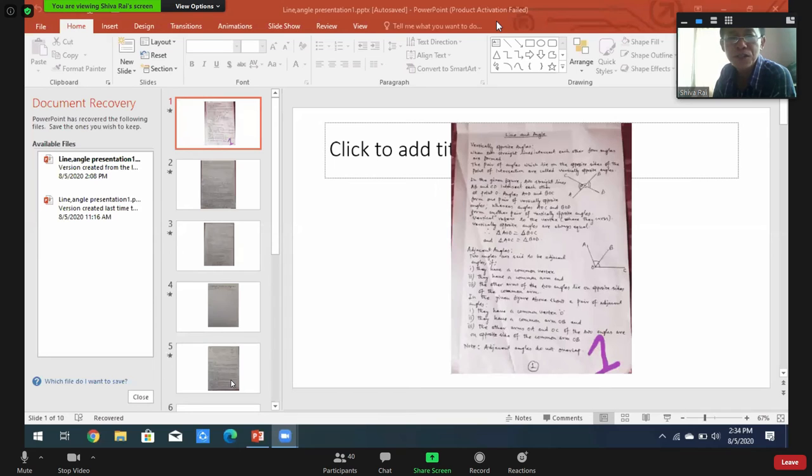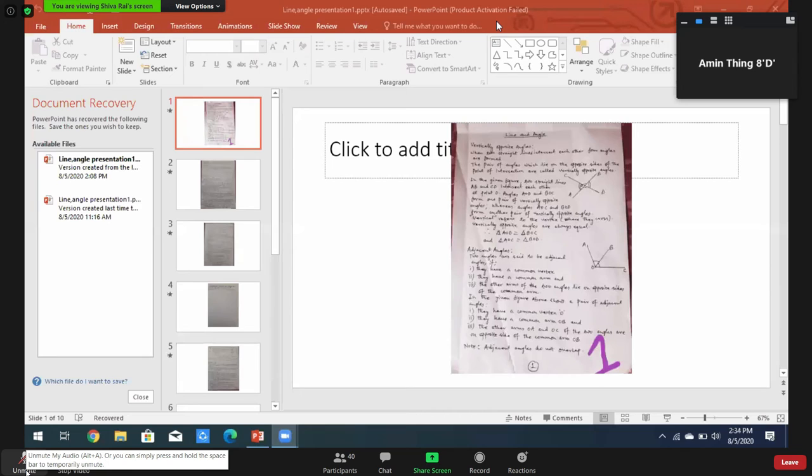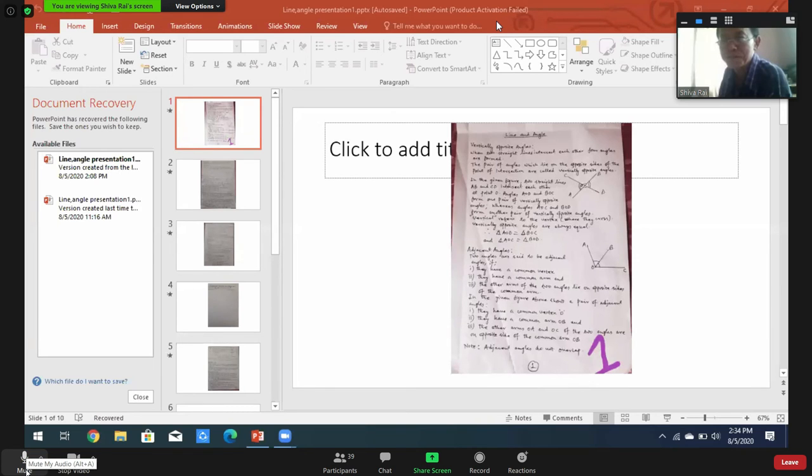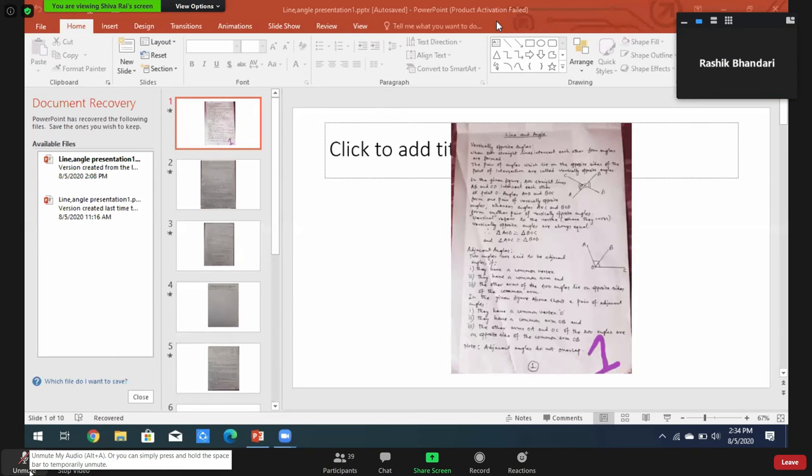I want to ask other also. Rasik Bhandari. Is Rasik Bhandari here? Yes, sir. I am going to ask you from question number 2, page number 8. Sir, I don't have a book. Why? You don't need a book? Why don't you buy it? You don't want to learn?